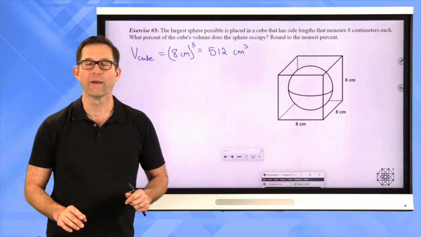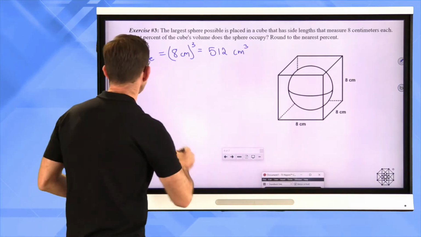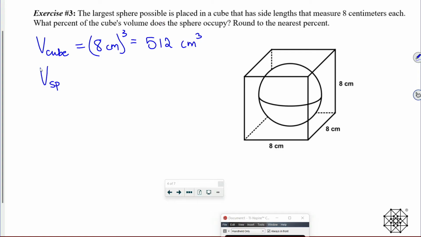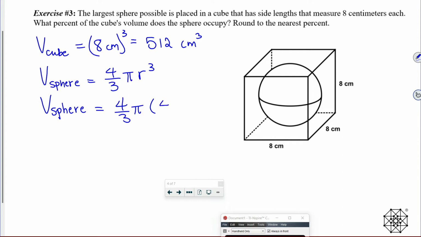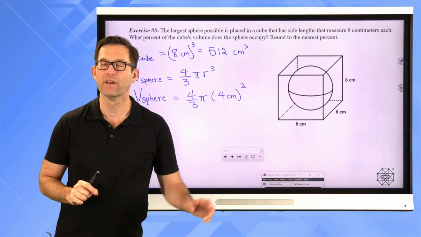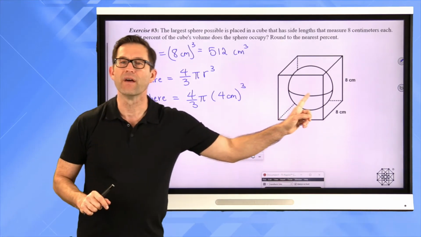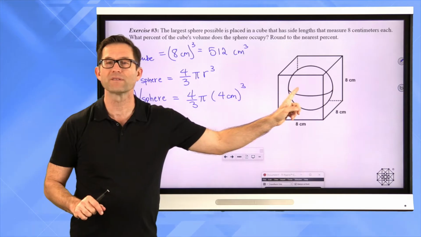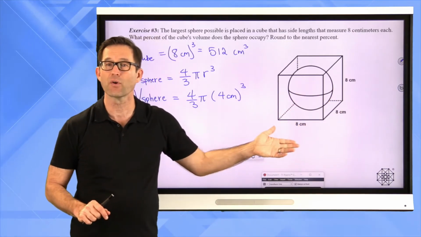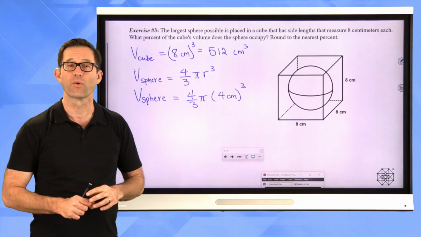Now, the sphere, right? We know that the volume of the sphere is 4/3 times pi r cubed. So let me write that formula down. I always love to write the formula down first. That way I can be sure that I'm substituting into it correctly. And the key here is that the radius of this sphere is going to be 4 centimeters because it is the largest sphere that can fit into this box, right? And think about it this way: the diameter of the sphere would go from one side of the box to the other side of the box, so the diameter would be 8 centimeters, the radius would be 4 centimeters.